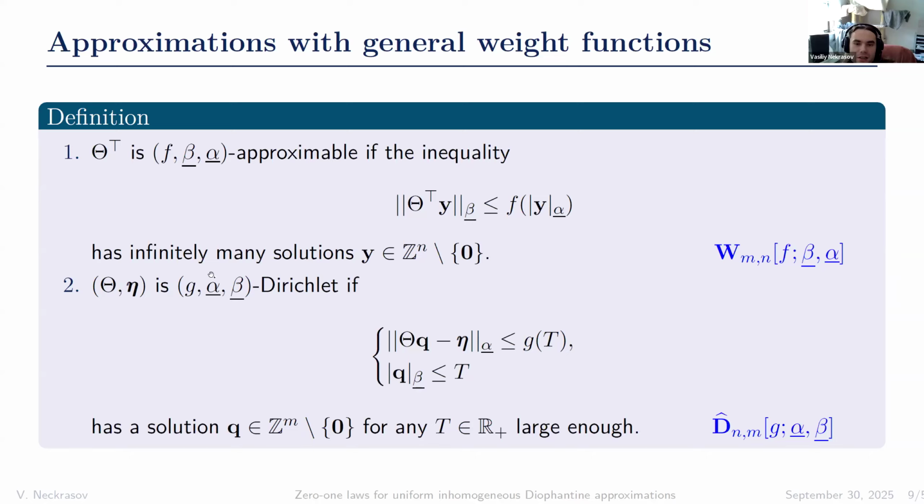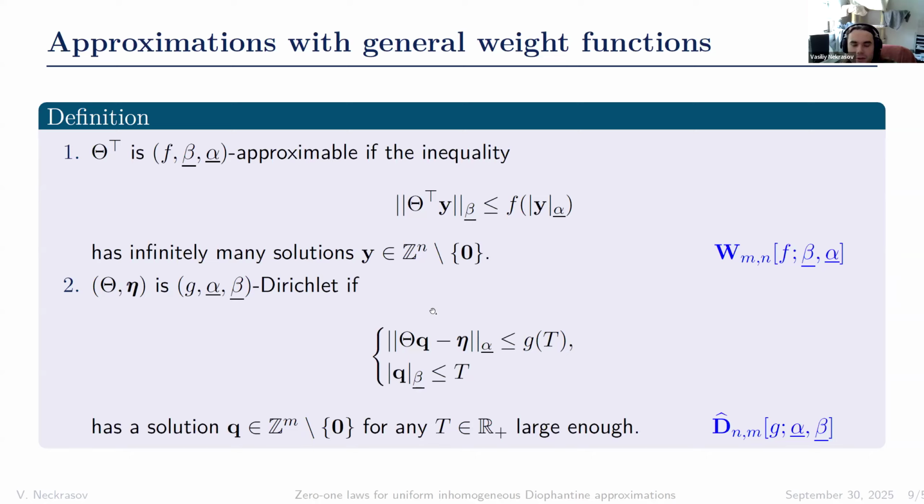So the definitions are basically the same. We just replace supremum norms by norms with respect to weight functions alpha and beta, and analogously define the set of approximable and uniform to have different examples of definitions. I give first definition here for the matrix theta transposed, because we will be using it mostly for theta transposed, and just for the set of matrices, so this set does not have hat above it.